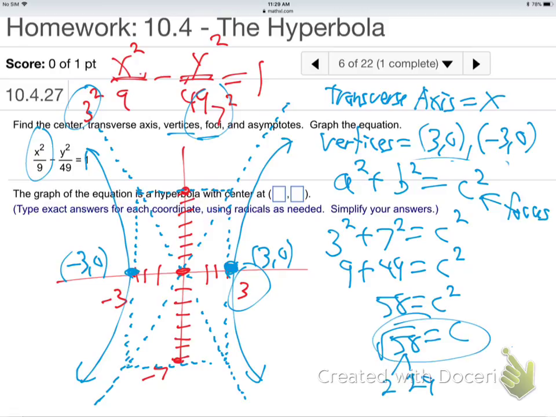So what does that root 58 mean? Remember, c is always how far from the center to the focus, and the focus is always inside of the two branches. For all the shapes, the focus points are inside. Lewis? Since we're using the Pythagorean Theorem, that means we're using triangles. Where are the triangles on the graph?